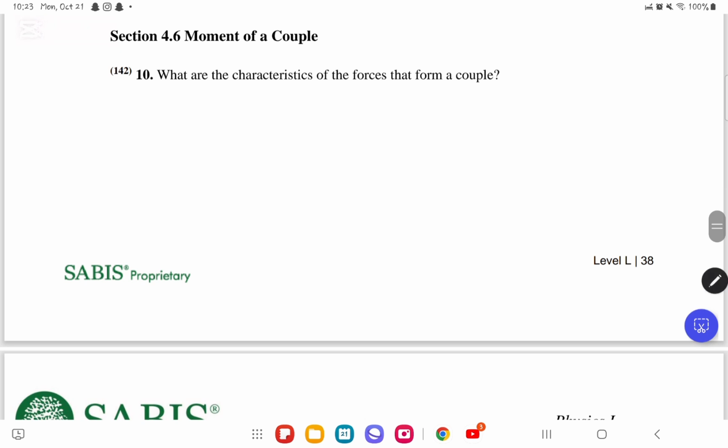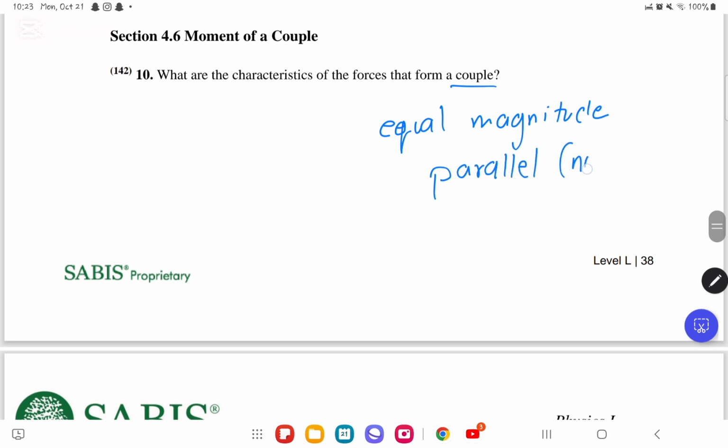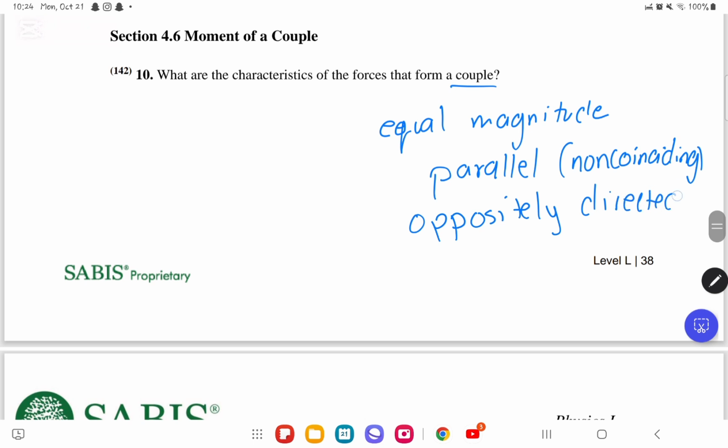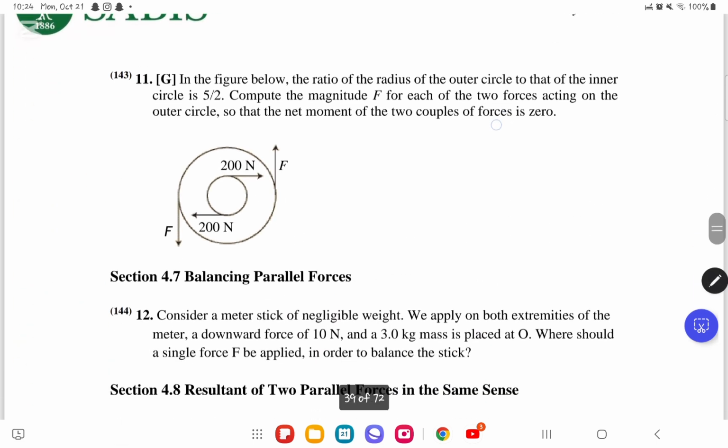So what are the characteristics of the forces that form a couple? They have to have equal magnitude. Okay, they should be parallel, non-coinciding, and they should be oppositely directed. So these are the characteristics that form a couple.